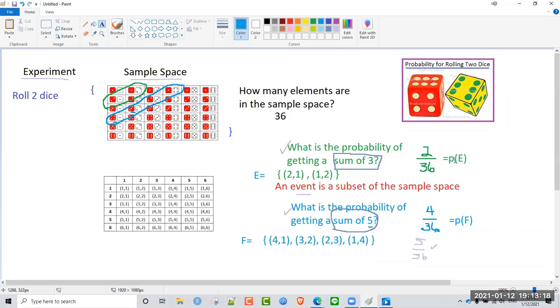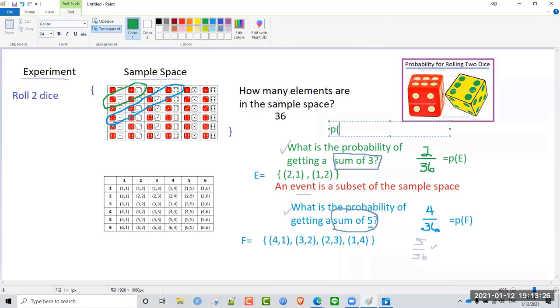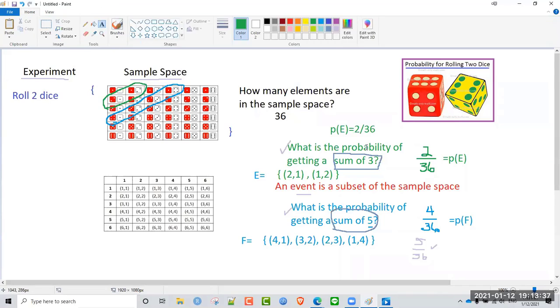But anyway, we can write this. The probability of E is 2 out of 36. Of course, normally we would write it like this: probability of E equals 2 over 36. Right? So that just says what we've already said, that the probability that the sum is 3 is 2 over 36. Okay, is everybody okay with this? Yes.